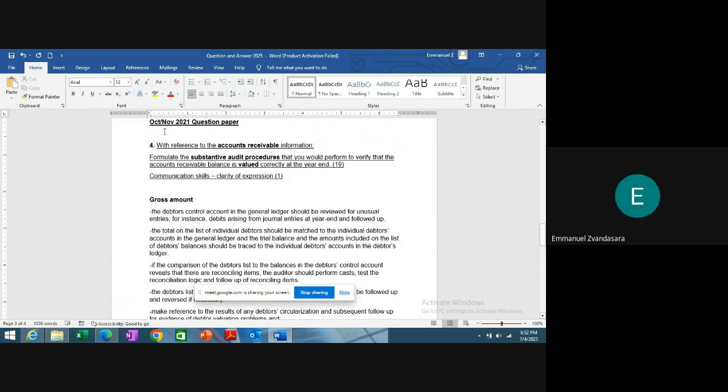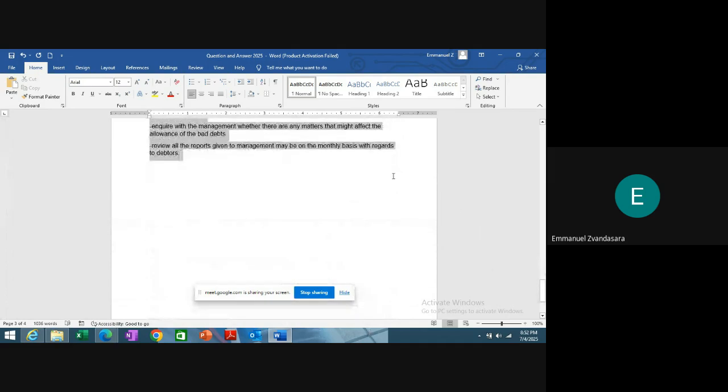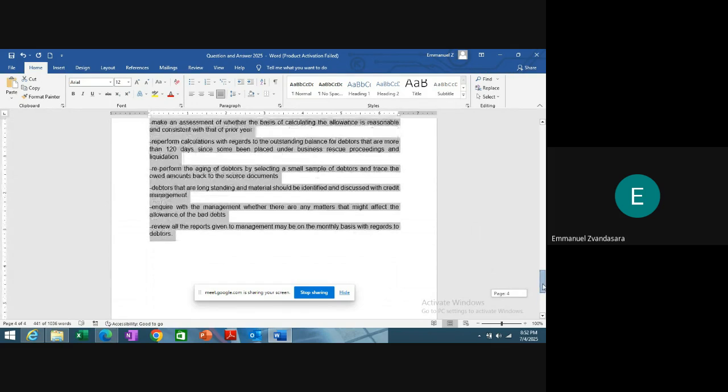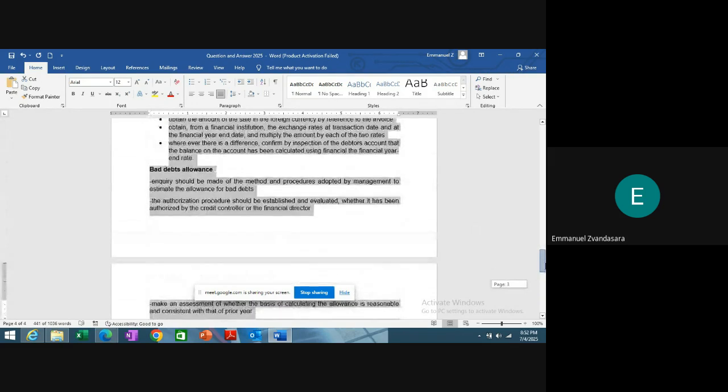Yes. I think this is all with regards to valuation of account receivable balances. These are the procedures that we need to perform in relation to valuation. There are also procedures we need to perform in relation to existence, right? In relation to completeness, in relation to classification, in relation to presentation of accounts. So we can go through those aspects also to understand.